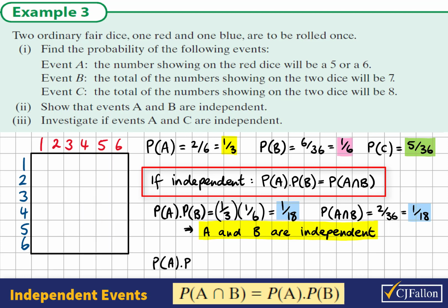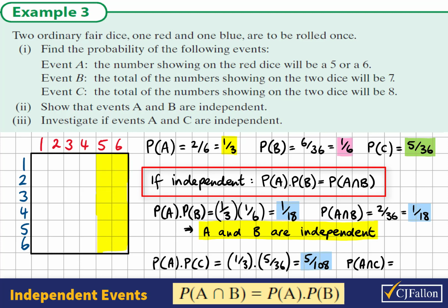In part 3, we're to investigate if A and C are independent. So again, following the multiplication rule, we'll multiply the probability of A by the probability of C. So that's 1/3 multiplied by 5/6, and that gives us 5/108. And now we'll work out the probability of A and C happening together.